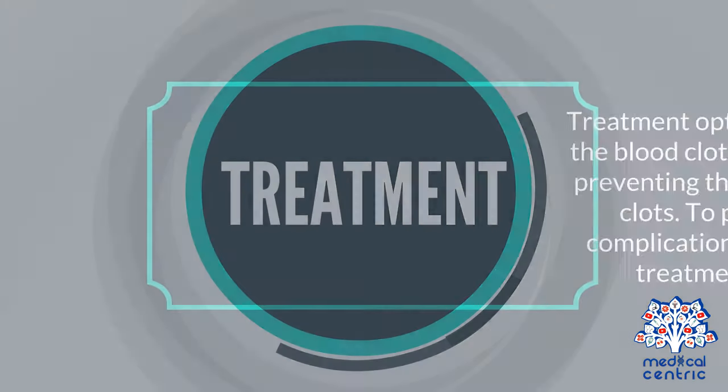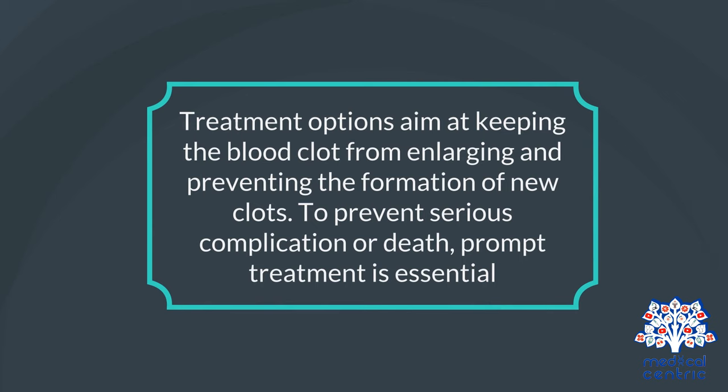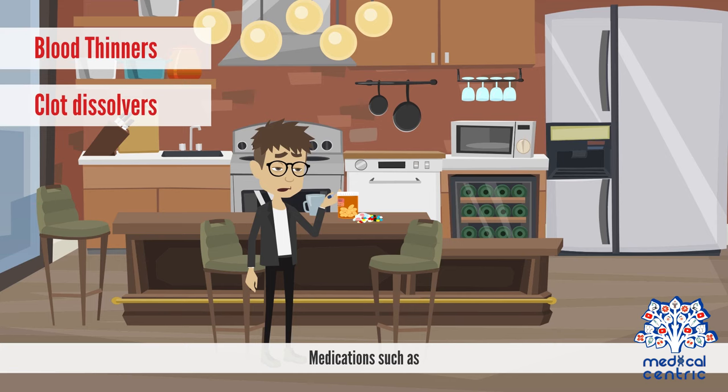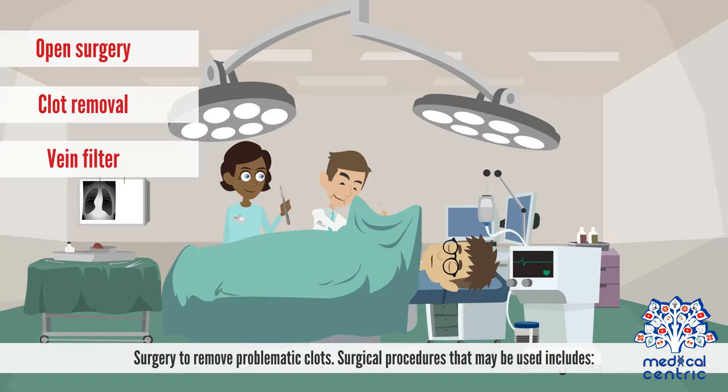Treatment. Treatment options aim at keeping the blood clot from enlarging and preventing the formation of new clots. To prevent serious complications or death, prompt treatment is essential. Treatment options are medications such as blood thinners, clot dissolvers, and surgery to remove problematic clots. Surgical procedures that may be used include open surgery, clot removal, vein filter.